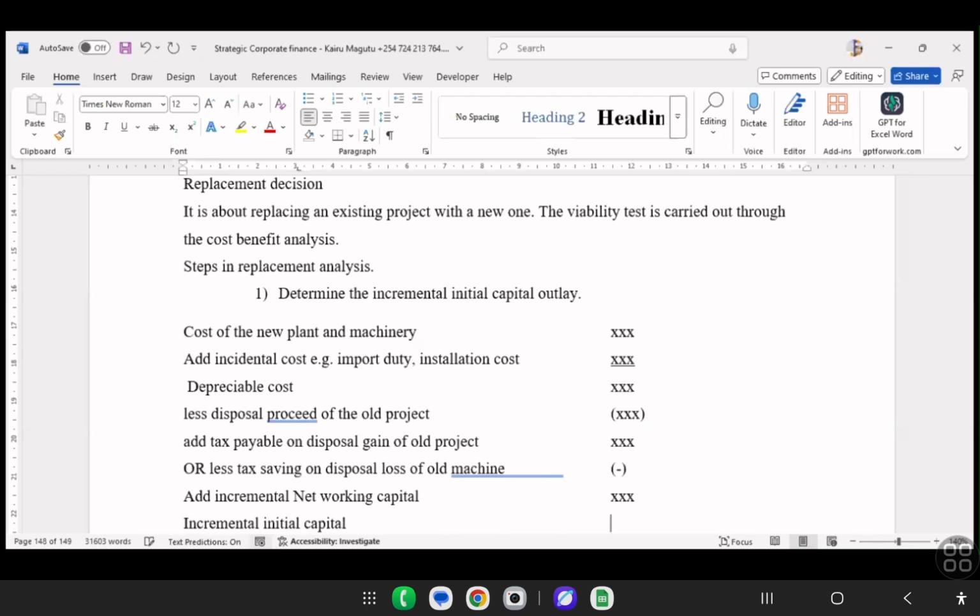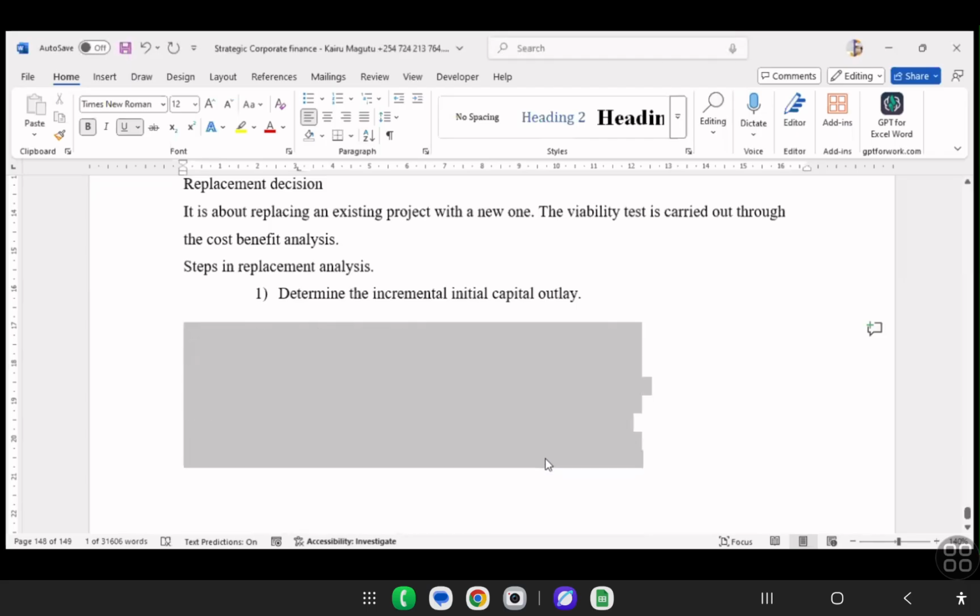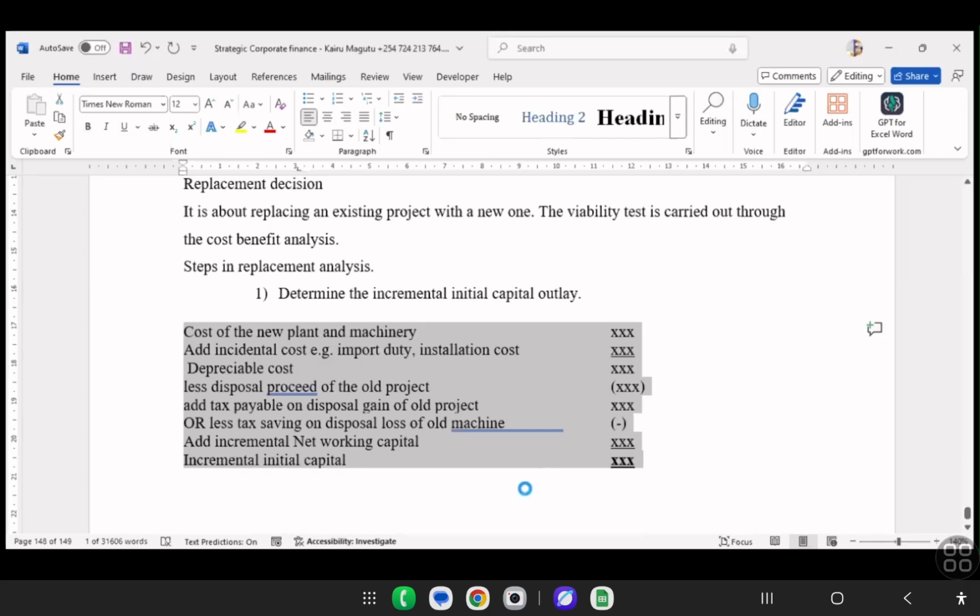The incremental initial capital, and this is what we'll be looking for. That is the first step: determine the incremental initial capital of the replacement decision, where we consider the cash flow relating to the existing asset and the cash flow relating to the new asset.